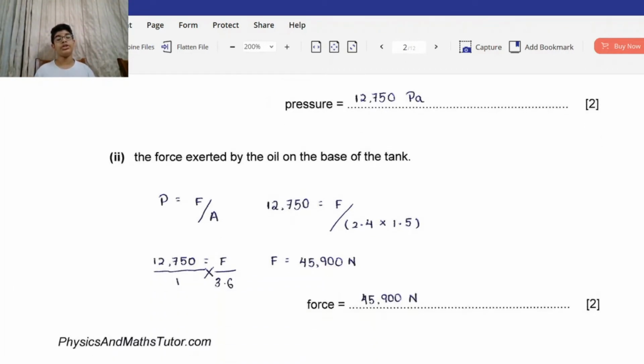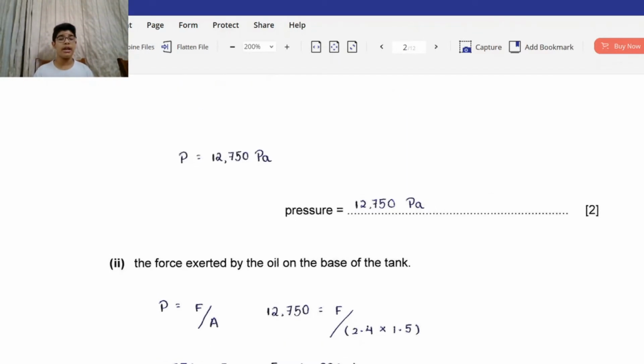Okay. Part 2. The force exerted by the oil on the base of the tank. So now we want to know the force. In order to find force, we need a formula that links force, area and pressure together. The formula that links force and pressure is pressure equals force over area. So P is pressure, 12,750, equal to force over the area.